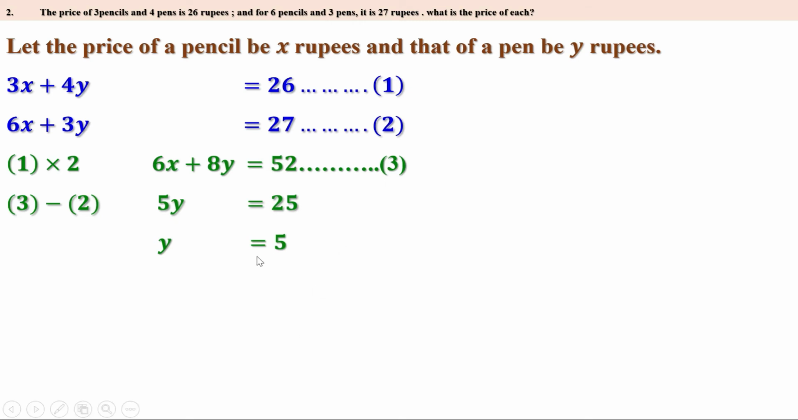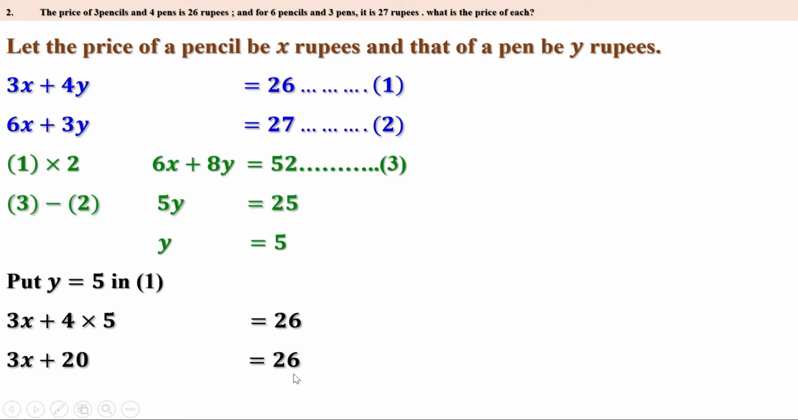Here I am going to put this value in the first equation. Then we can write 3x plus 4 into 5 equal to 26. 4 into 5 is 20. So we can write it as 3x plus 20 equal to 26.